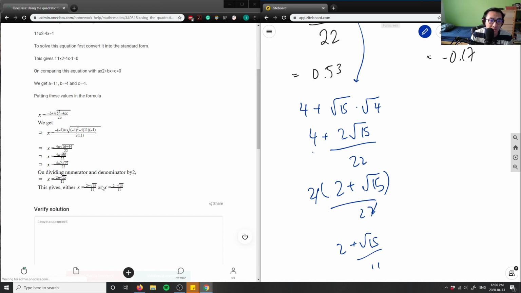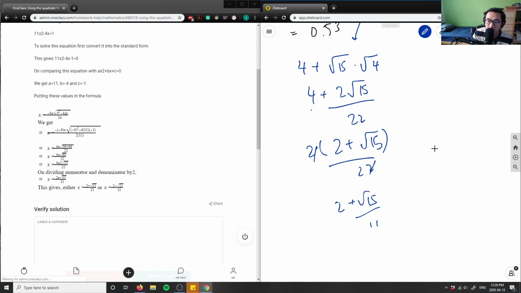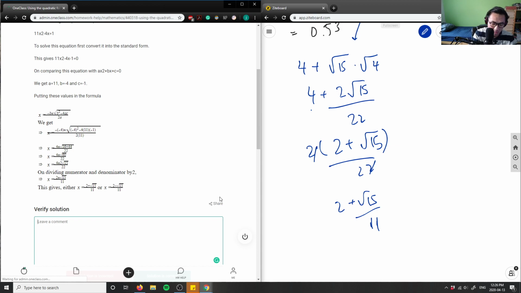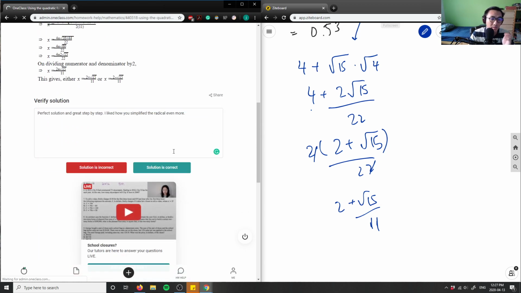So they even took it a step further, which is awesome. This solution is perfect, great solution, no complaints here. Great step by step. I liked how you simplified the radical even more. The solution is correct here. Sweet.